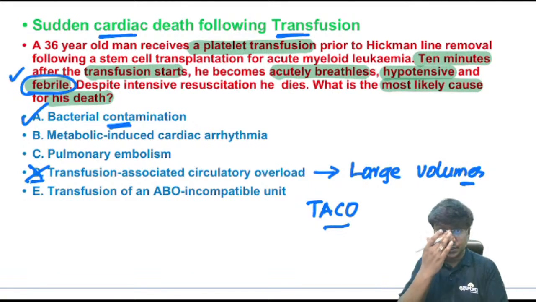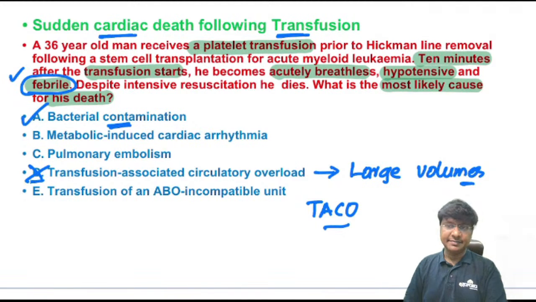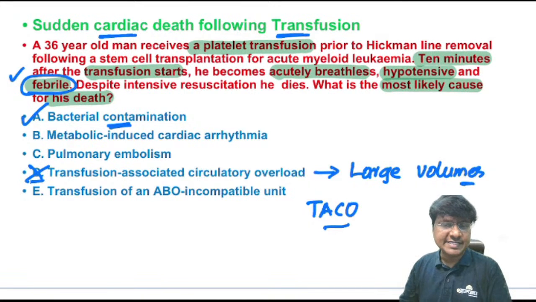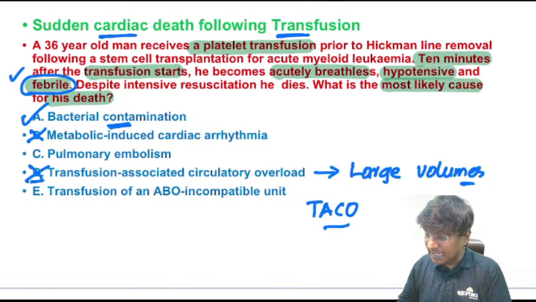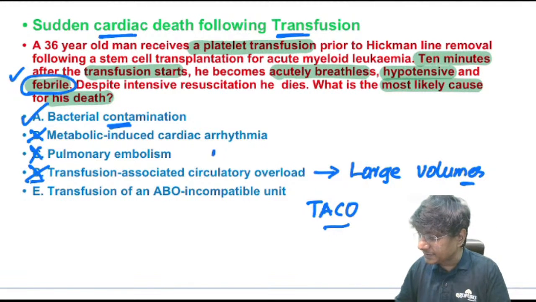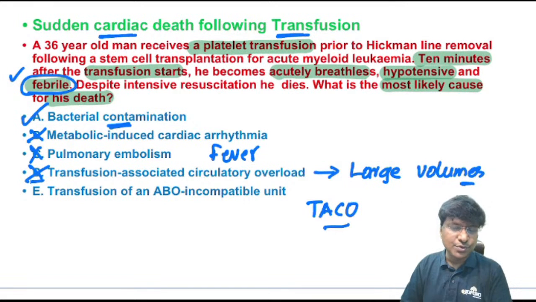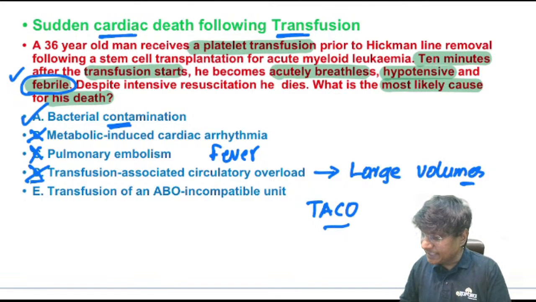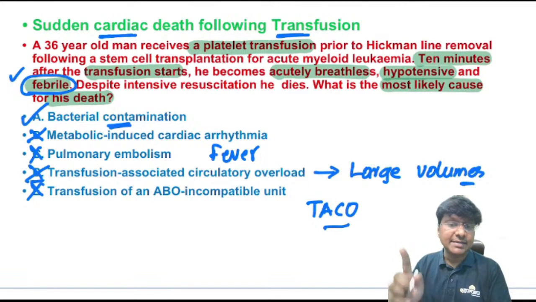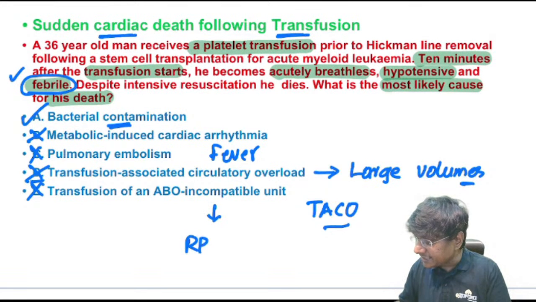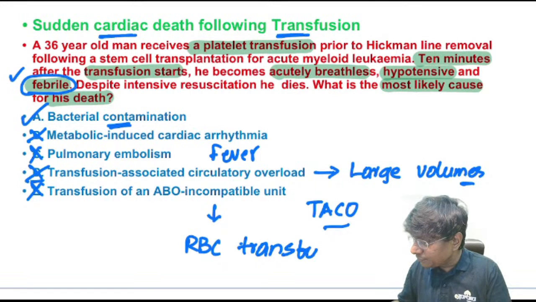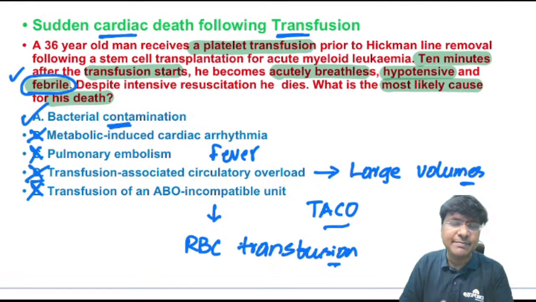Now take the other options. Metabolic induced cardiac arrhythmias. There is no point saying that the heart rate of the individual is elevated, and metabolic induced cardiac arrhythmias are uncommon in transfusions. So your B is ruled out. Now take pulmonary emboli. Pulmonary emboli are not generally associated with fever. The patient is having fever. In pulmonary embolism, you don't have fever, so it is ruled out. Then coming to ABO incompatibility. ABO incompatibility resulting in catastrophic circulatory collapse is most often associated with RBC transfusion, not platelet transfusion. Whenever you are doing a platelet transfusion, we don't check for ABO compatibility.